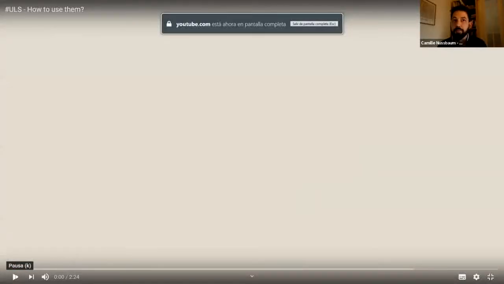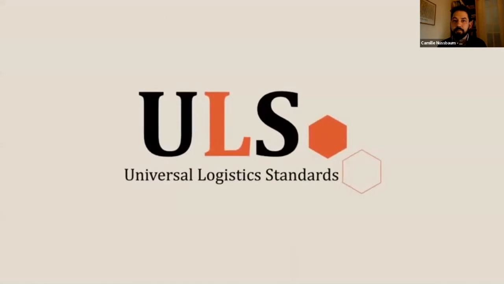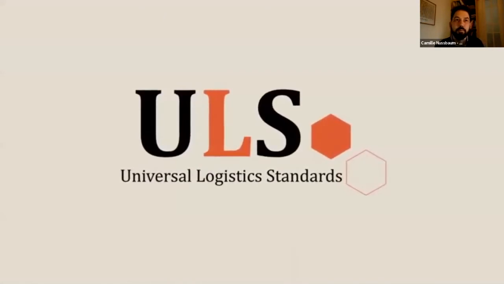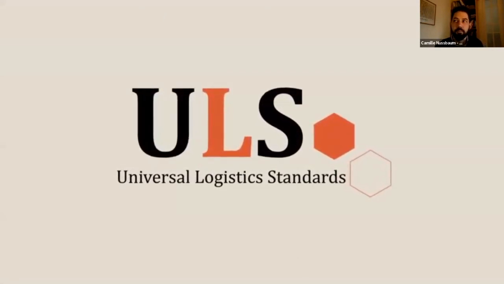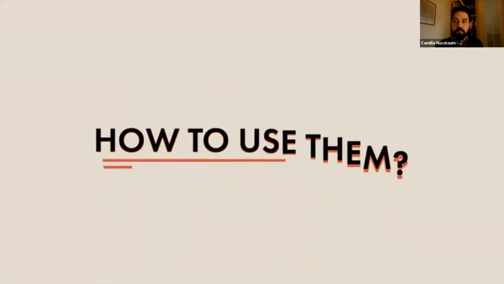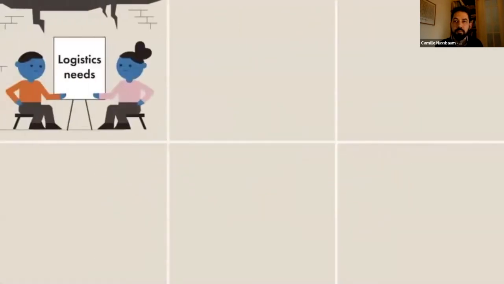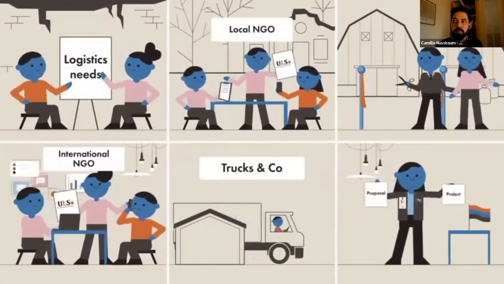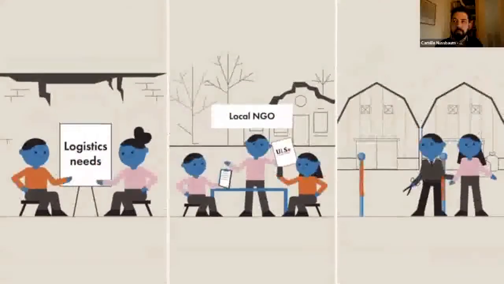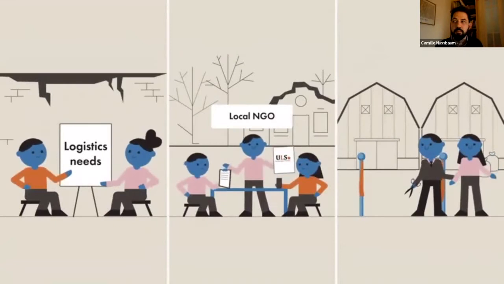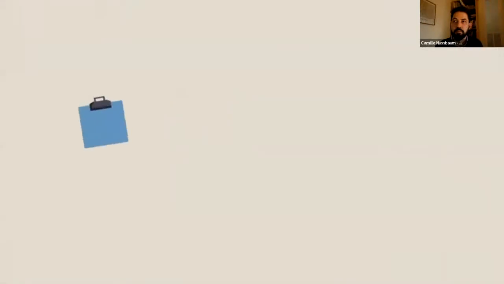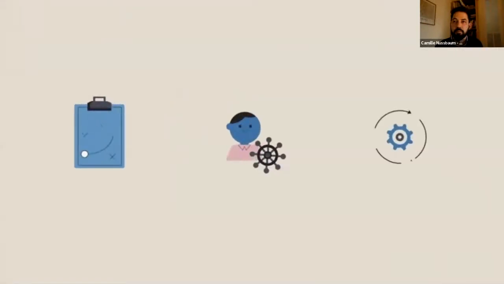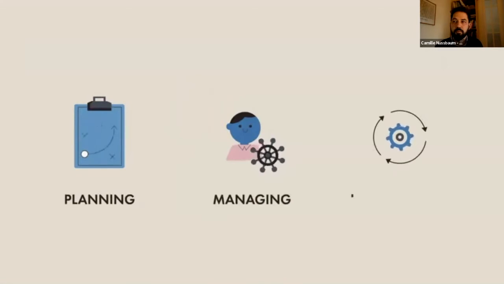The Universal Logistics Standards are based on best practices in humanitarian response. They can be used by anyone involved in logistics. Local communities, NGOs, and authorities may take special advantage of these standards to help them manage the logistical aspects of their humanitarian response. The Universal Logistics Standards can be used as a reference for planning, managing, or implementing humanitarian projects.